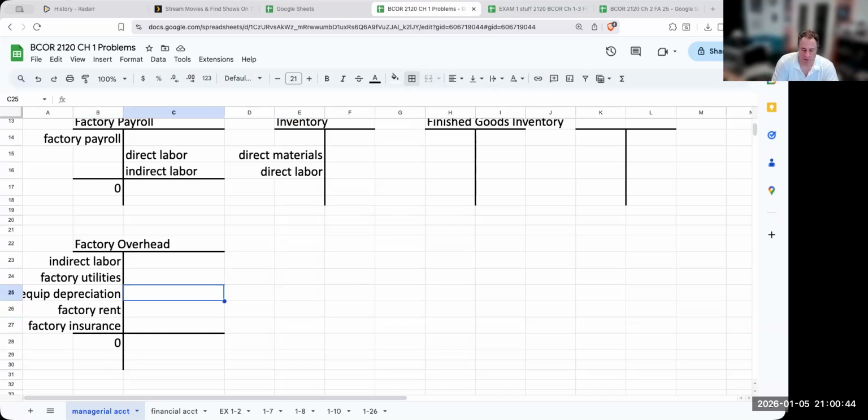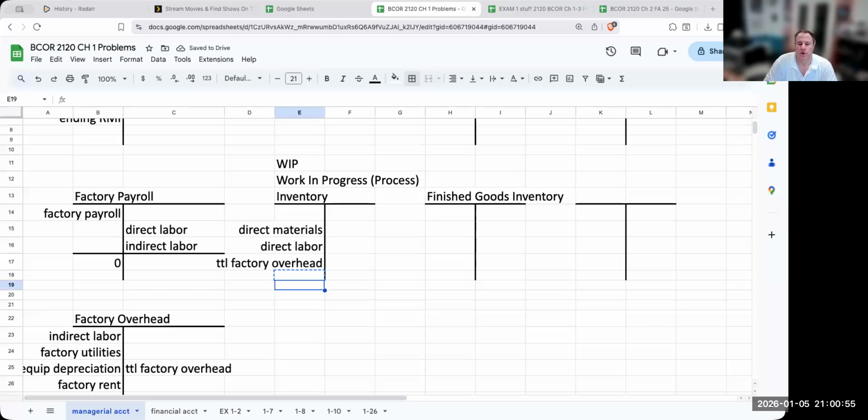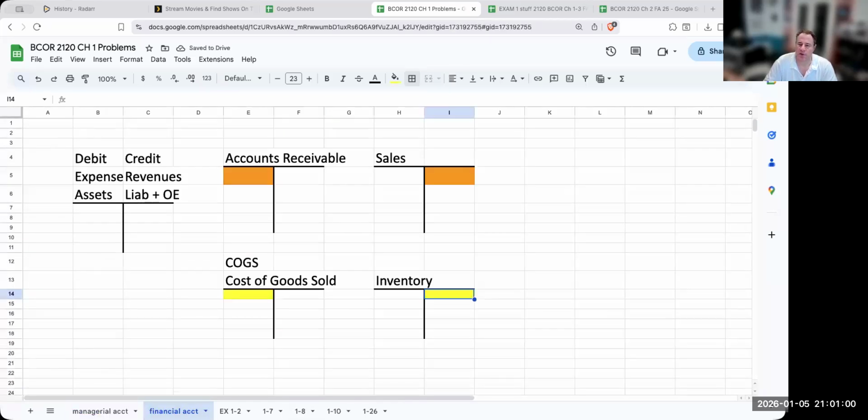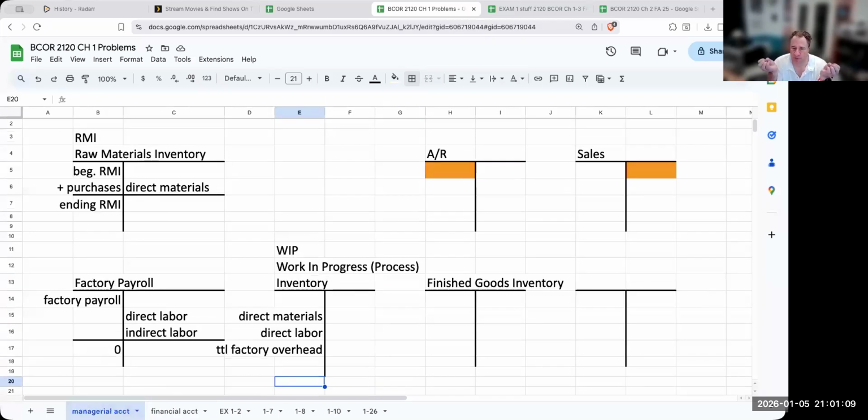So what we're going to do is take our total factory overhead, and this is going to come over here into our work in process inventory. Let's do a little bit of a recap. In financial accounting, we're buying and selling goods. So we just buy the inventory and then we sell it. Here we are manufacturing, right? We'll have a sale, but to get to that actual sale, we've got to go through several different steps.